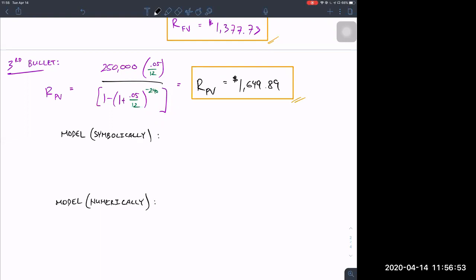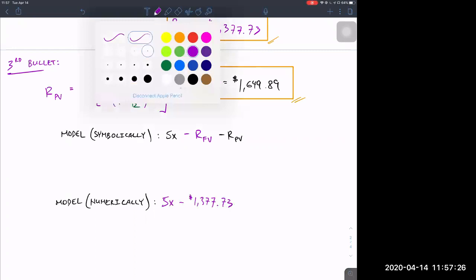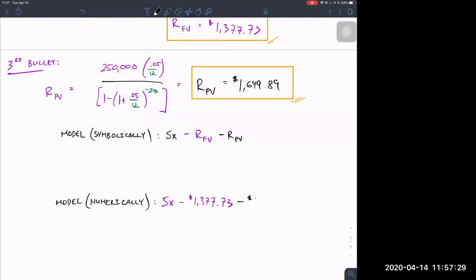So in this case, this would be 5x minus the recurring payment for the future value, minus the recurring payment for the present value. Your monthly saving and your monthly lease. If you're doing it with the numbers, it would look like this instead: 5x minus $1,377.73 minus $1,649.89. So either of these are acceptable for the model.